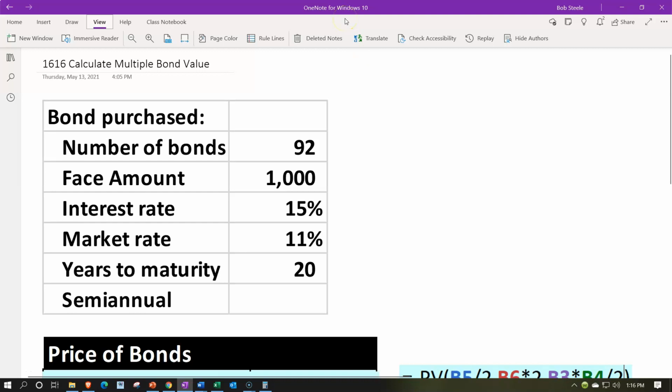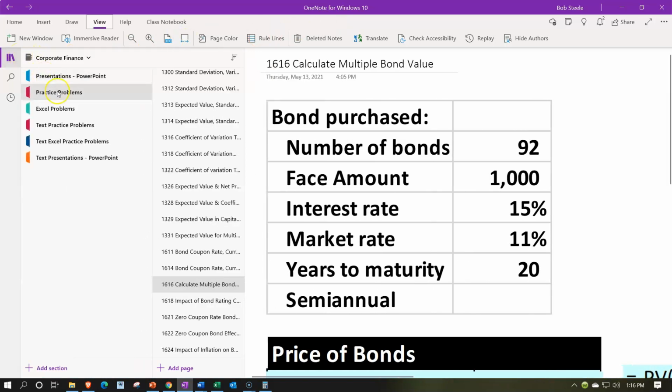Here we are in OneNote. If you have access to OneNote and would like to follow along, you're not required to, but if you would like to, we're in the icon on the left-hand side. We're in the Practice Problems tab, then down in the 1616 Calculate Multiple Bond Value tab.